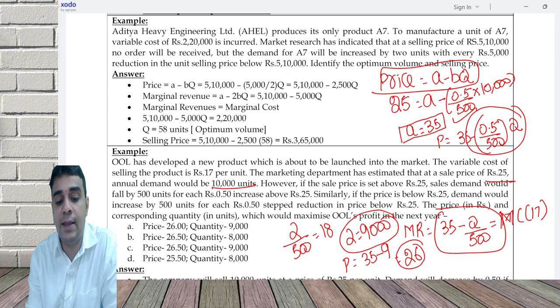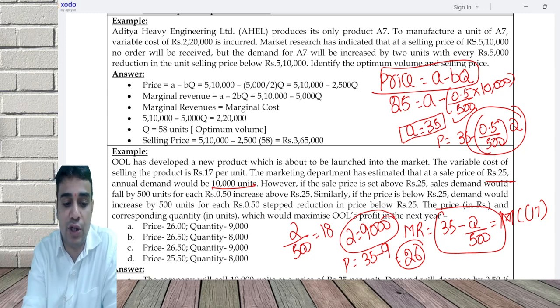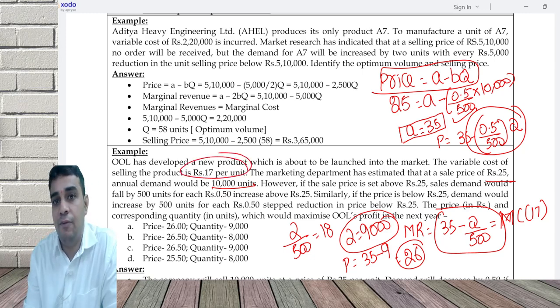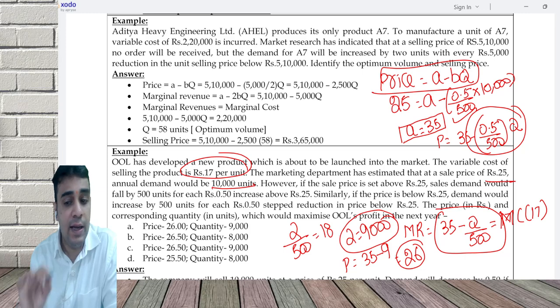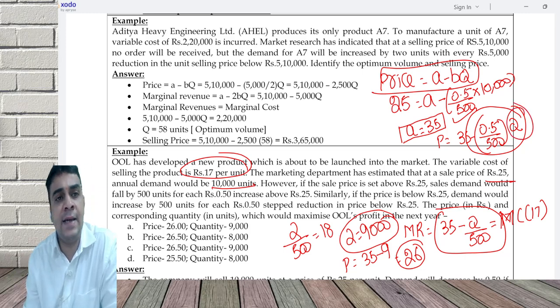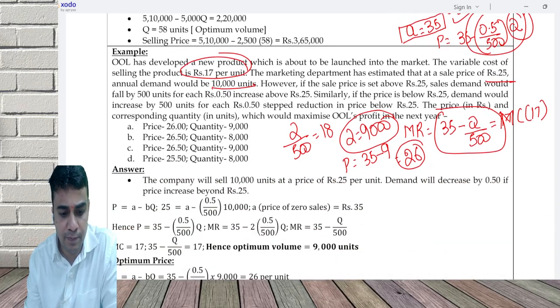I equate this to marginal cost, which is given in the question. How much? 17. When I equate this, I get Q as 9,000. I substitute back 9,000 in the price equation. I get price as 26. Any doubts on this? Fairly simple, straightforward question.